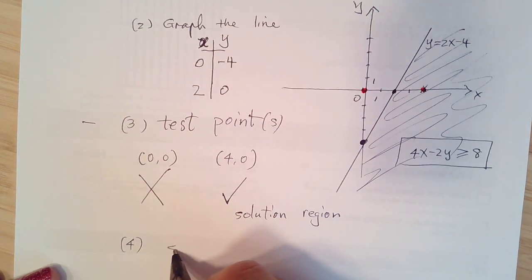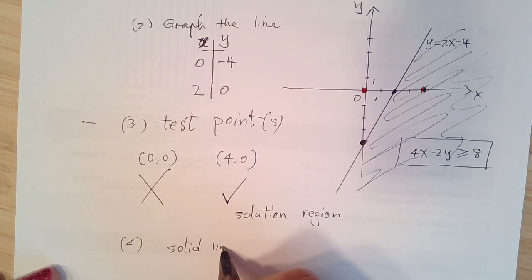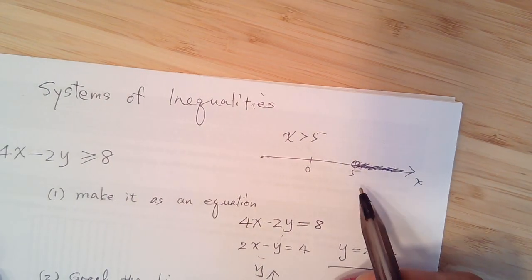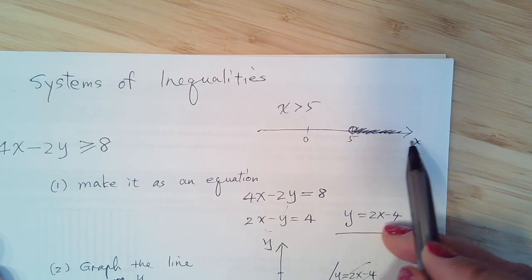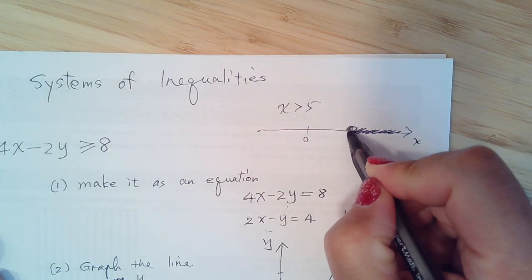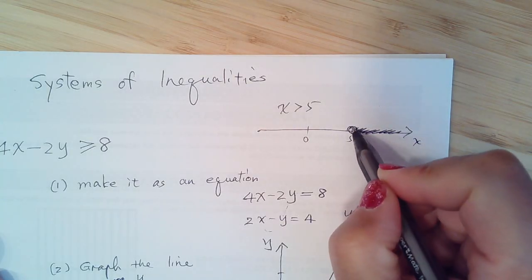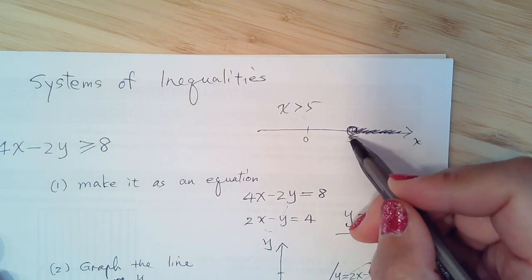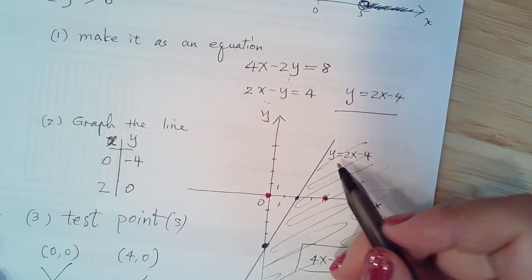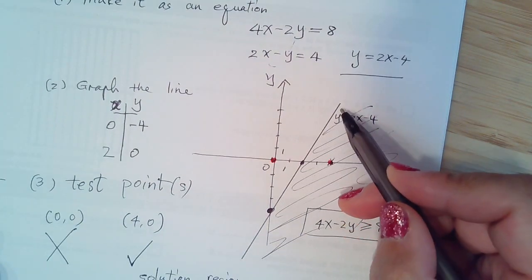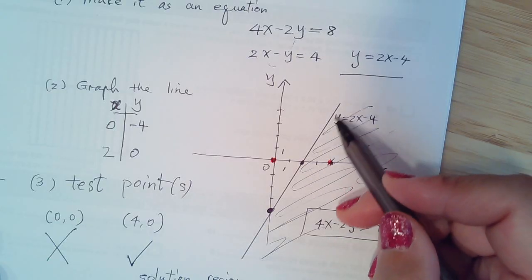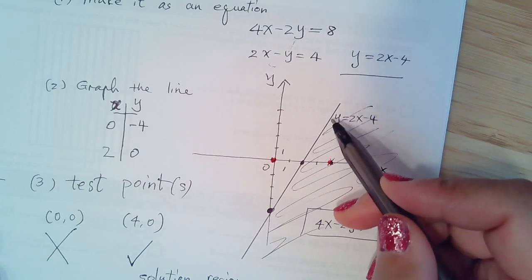What is step 4? We're going to use a solid line or a dotted line. What does that mean? I want you to go back to this part. When I show something on the number line, if 5 is included, we use a solid point. If 5 is not included, we use a little circle, because we said 5 is not included. And when we draw the line, if the points on this line are included in my solution, then I'm going to use a solid line. If not, then I'm going to use a dotted line.